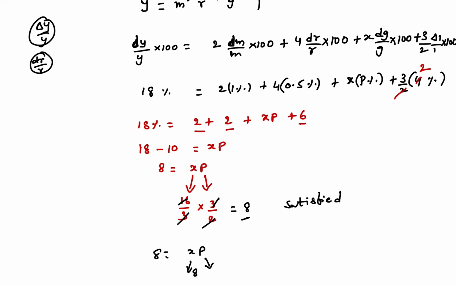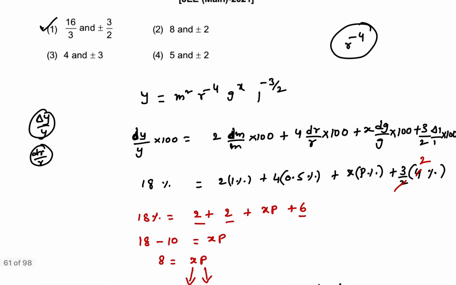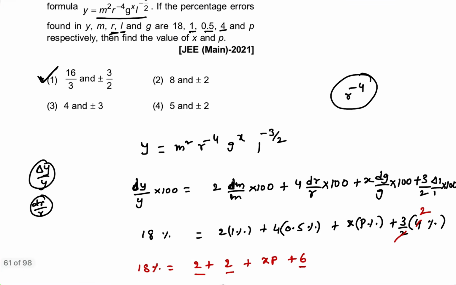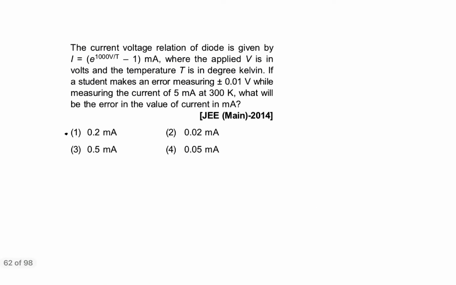You check the other ones. 8 and 2: if 8 is equal to x into p, with x equal to 8 and p equal to 2, multiplying 8 and 2 gives 16, so it is not satisfied. So from this we can say that the correct relation is 16 by 3 and plus or minus 3 by 2. That is the answer.